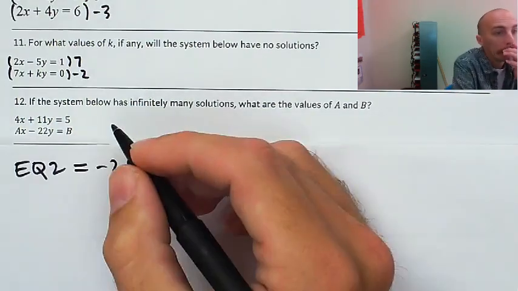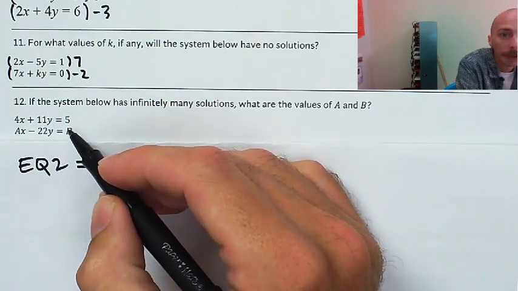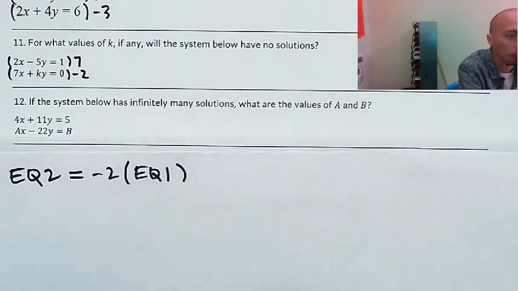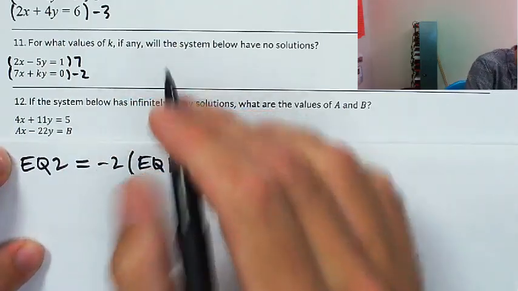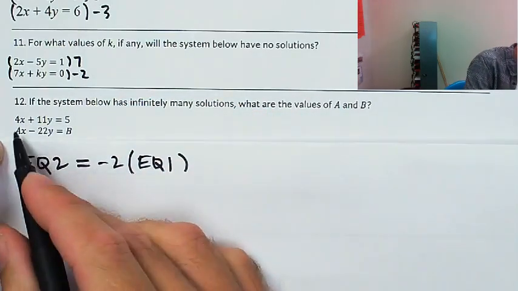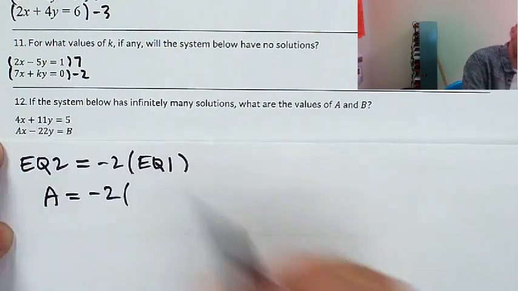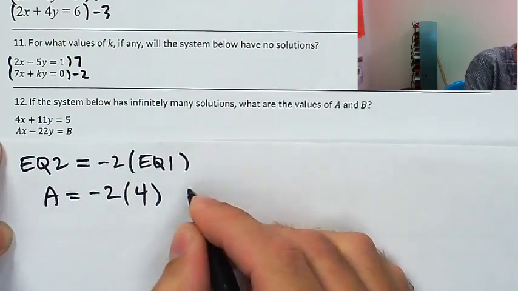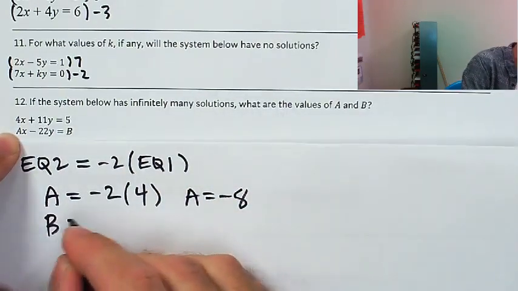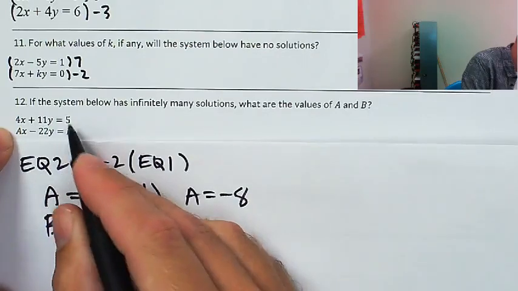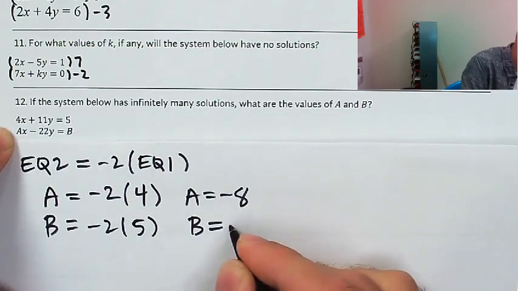Right, just in general, because of the 11y and -22y. If everything is -2 times as much, then I'd be able to eliminate and get 0 equals 0. Right, if I had everything the same, except, like I said, -2 times as much. So that means that this item in equation 2, a, is going to be -2 times the corresponding item in equation 1, which is 4. And then over here, b, the item in equation 2, needs to be -2 times the corresponding item in equation 1. And so that will be b equals -10.